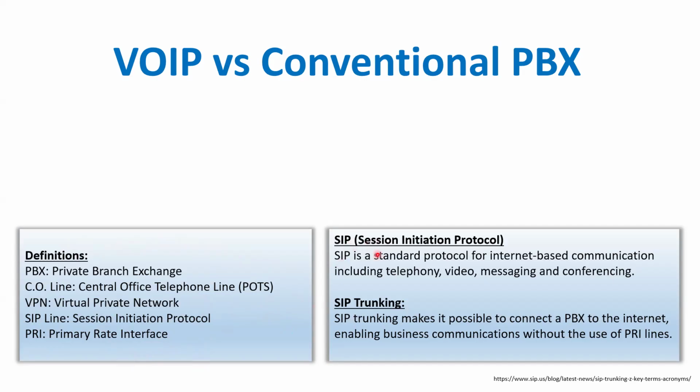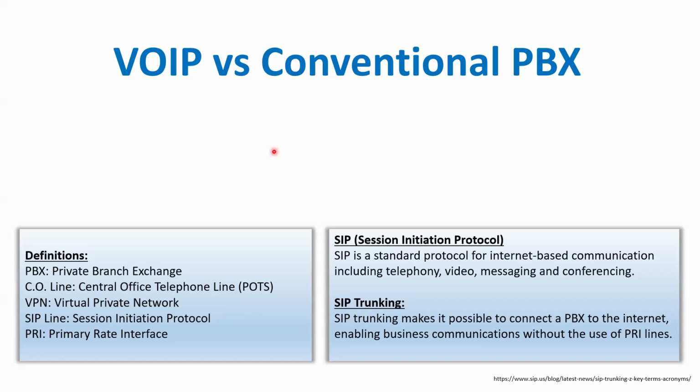Now, SIP lines is a standard. SIP is a standard protocol for internet-based communication, including telephony, video, messaging, and conferencing. SIP trunking makes it possible to connect a PBX to the internet. What is a trunk? A trunk is a lot of connections in one cable.